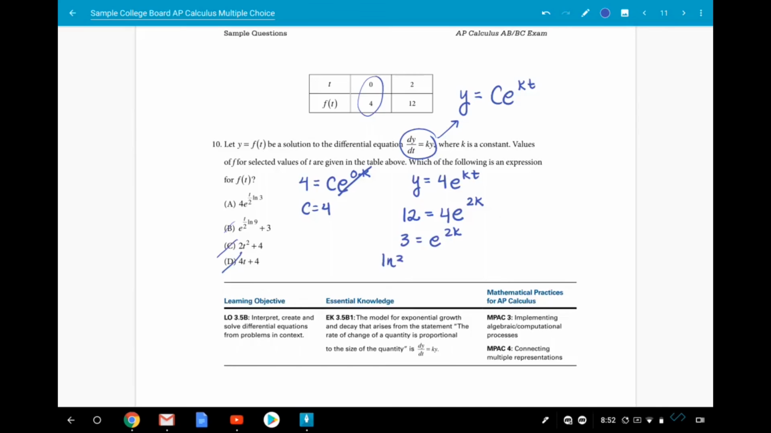Take the natural log of both sides. Bring the 2k down. Natural log of e is just 1. So 2k is natural log of 3. Divide by 2. k is equal to the natural log of 3 over 2. And we finally have our equation, which is y is equal to 4e to the (ln 3 over 2) times t, which is right over here as A.